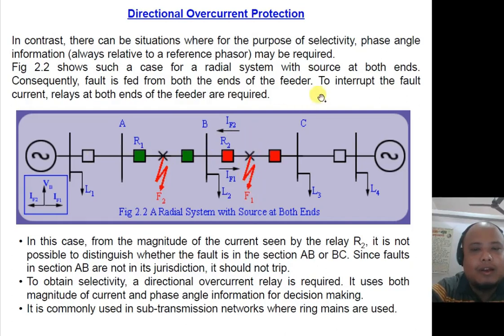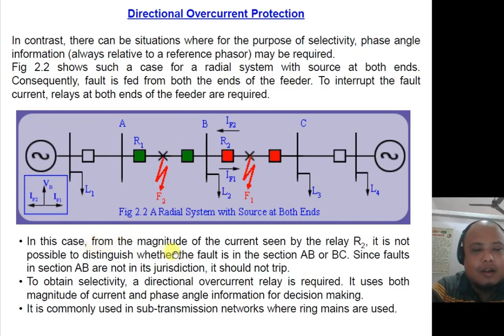Okay, so to interrupt the fault, relays at both ends of the feeder are required. If only this relay is present and this is absent, then if a fault appears at F2, obviously this will send a trip command and the line will be disconnected at this side. But because it has another source on the other side, current will still be flowing to this fault location from the other side of this line section. So to disconnect the faulty section, we need relays at both ends of the line section. Similarly for the line section BC also.